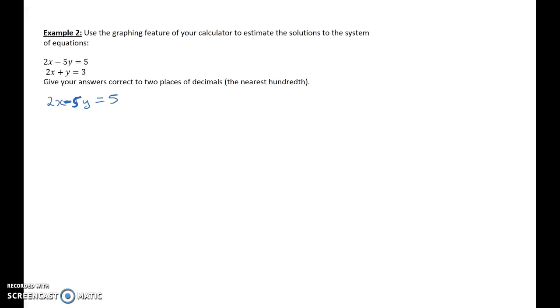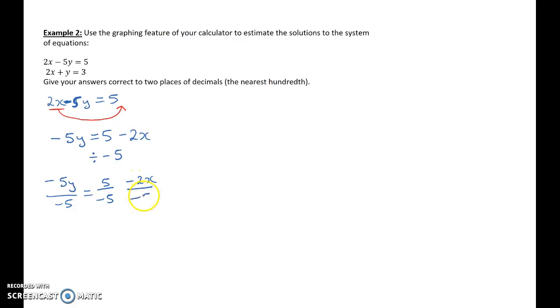Okay, now to get the y on its own, we're going to have to move the x to the other side. So that's going to give us, move the 2x across, we're going to be left with negative 5y is equal to 5. Bring the 2x across, becomes minus 2x. And now, again, if we want the y on its own, we're going to have to divide everything by negative 5. So it's going to be negative 5y divided by negative 5 is equal to 5 divided by negative 5 minus 2x divided by negative 5.